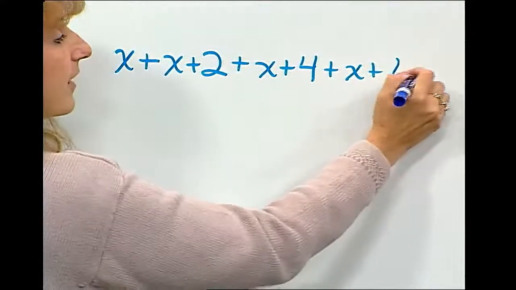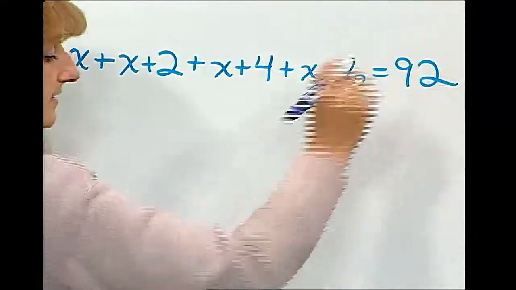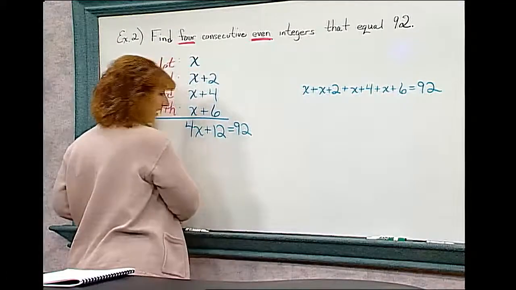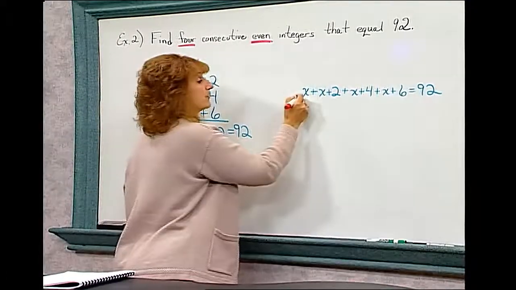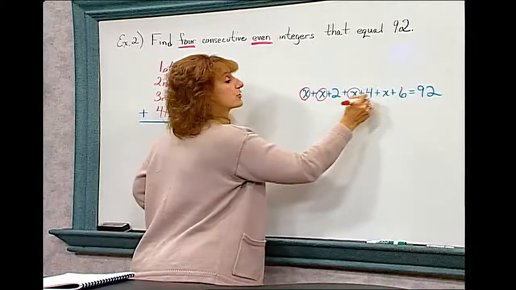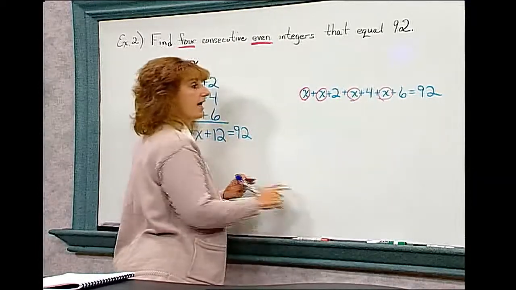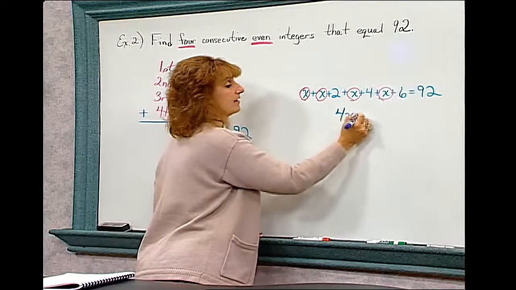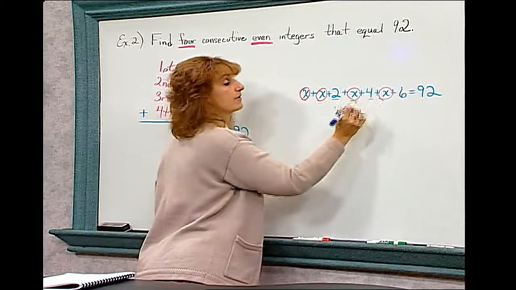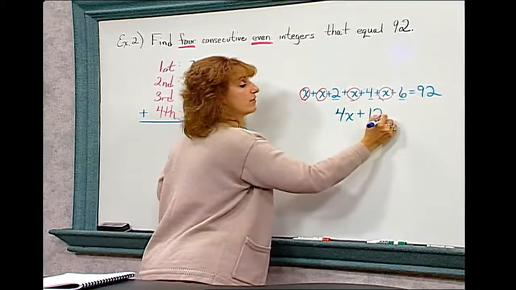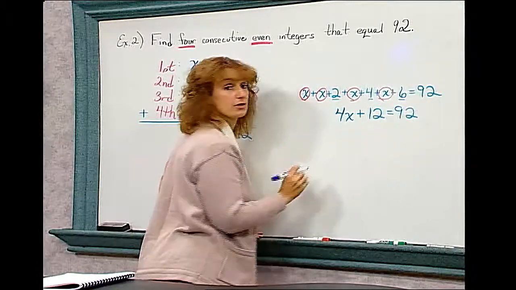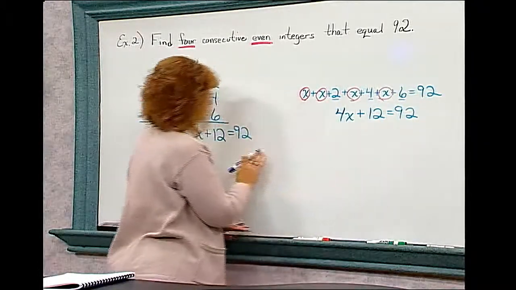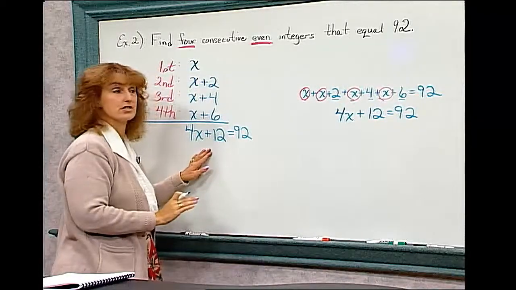And our fourth number, x plus 6. And it all has to equal 92. I would circle the x's to make sure I didn't miss any. And I have 1, 2, 3, 4 x's plus 2 and 4 is 6 and 6 more is 12 equals 92. Either way you write this problem, you get the same equation.